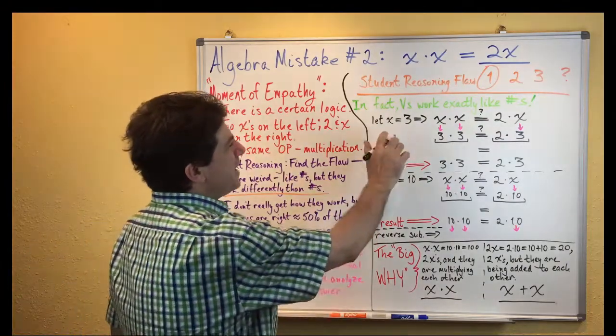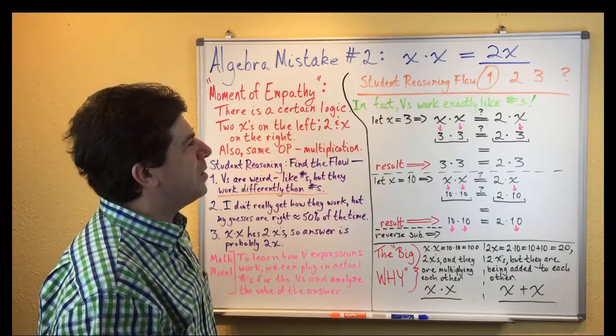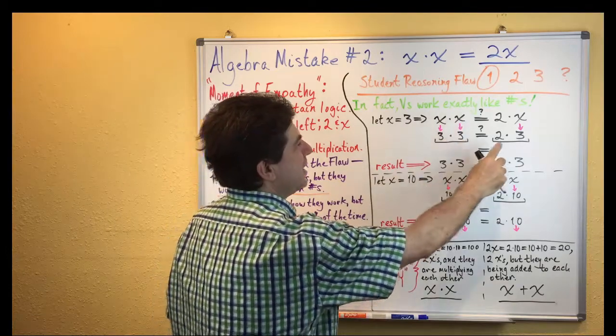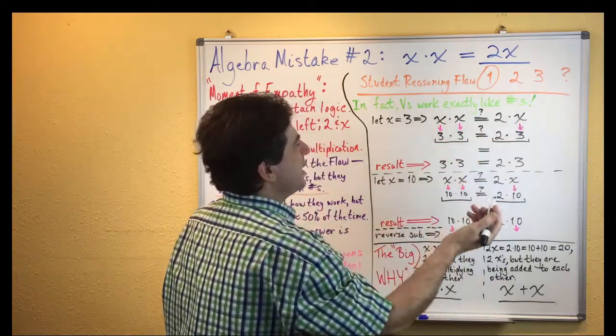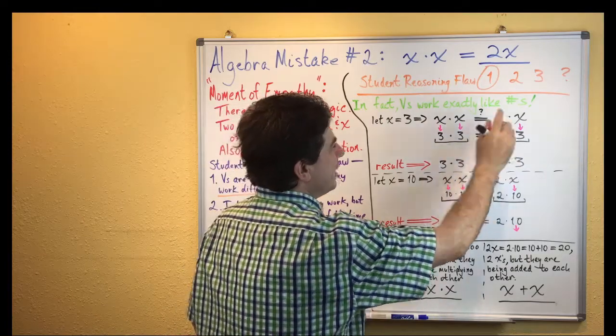And then we'll say, well, let's let x equal 3. We'll pick a number, and we'll choose 3, and we're going to substitute in 3 for x. So we put a 3 for the first x, a 3 for the second x, and a 3 for the last x. And then what do we get? We get 3 times 3, question mark equals 2 times 3.